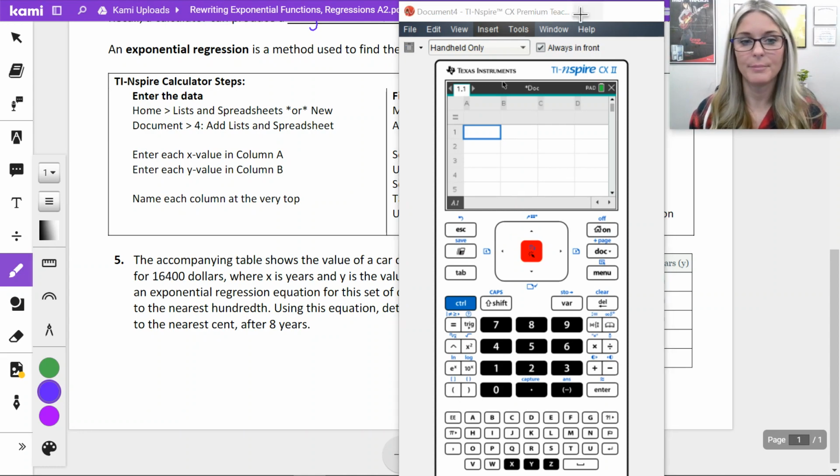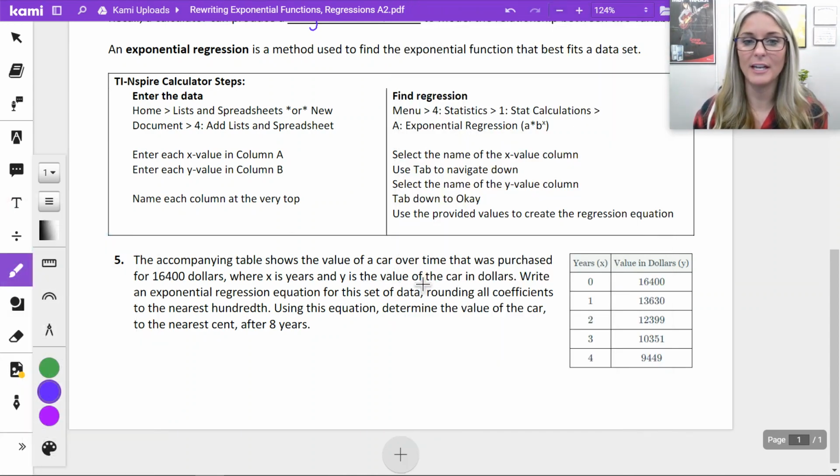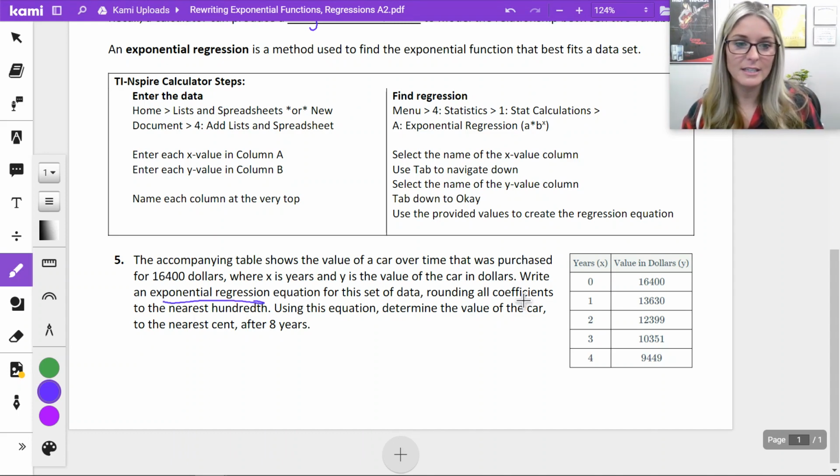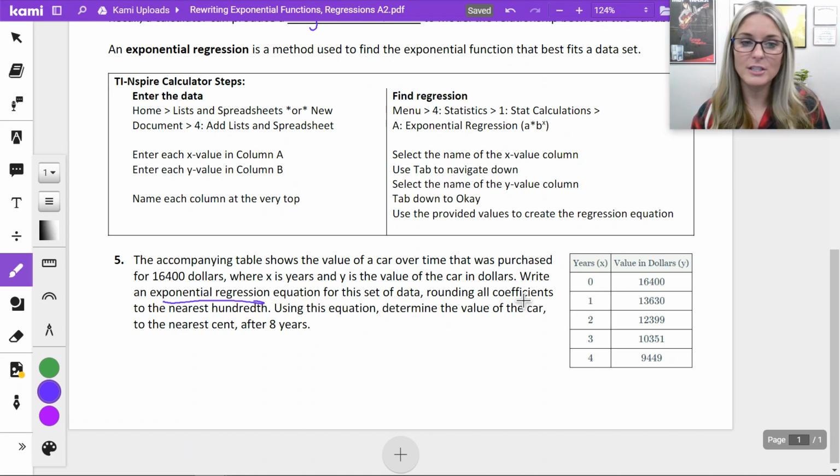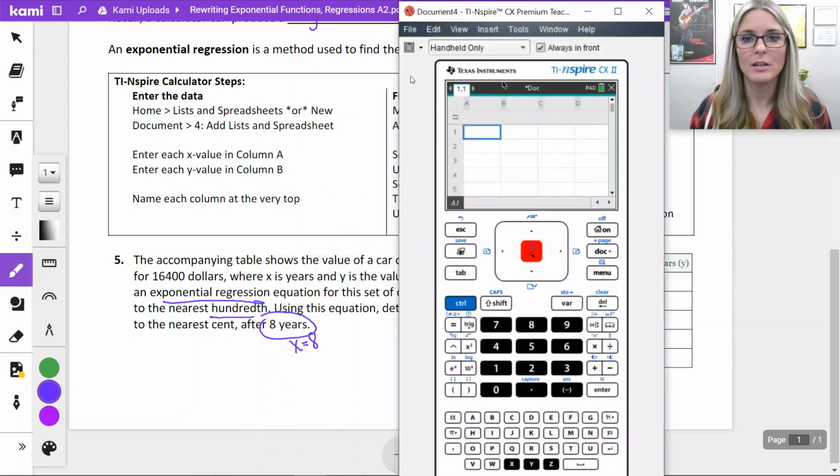Let's see what we're working with. The accompanying table shows the value of a car over time that was purchased for $16,400, where X is years and Y is the value of the car in dollars. Write an exponential regression equation. It tells you what to do, rounding all coefficients to the nearest hundredth. We'll have to pay attention to that. And then use the equation to determine the value of the car after 8 years. We'll plug in 8 for X because X is years. So we have to come up with our equation, round it correctly, and then plug in 8 into our equation. So let's fill in our data on our calculator.